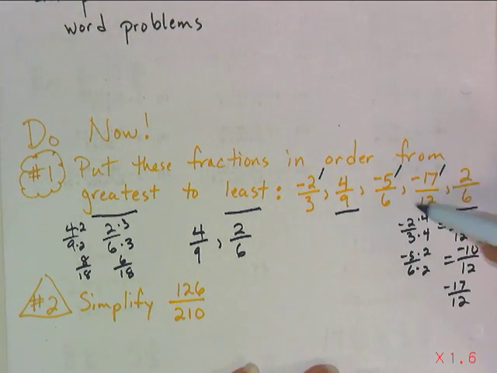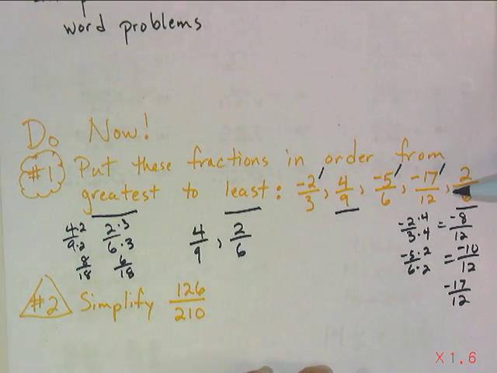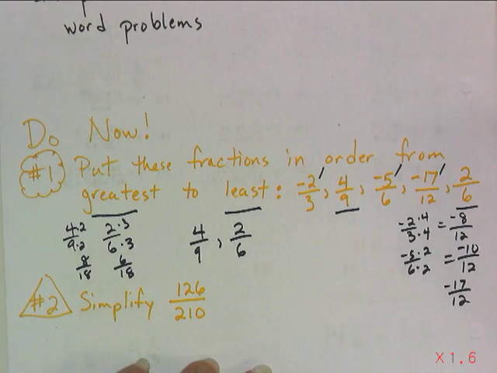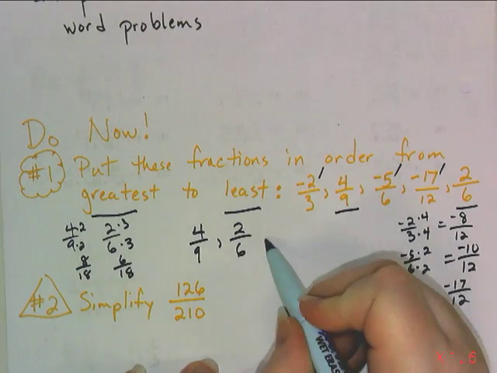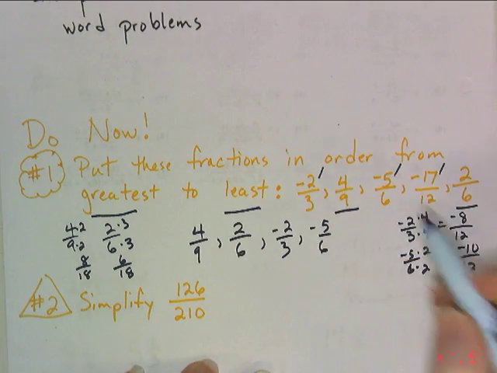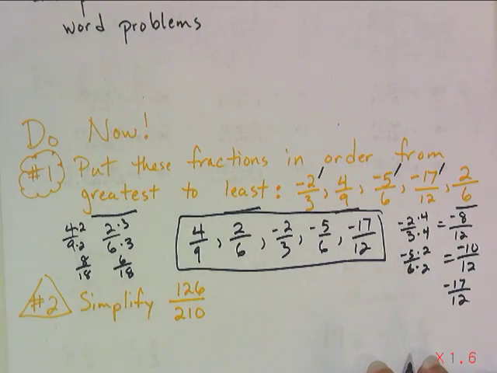Hopefully you might have already recognized that negative 17/12 is going to be furthest to the left, in other words, the least, because it's an improper fraction. It's more than 1. So it's going to be further to the left than these other negative fractions that are between 0 and 1. But when I compare those two, I see negative 2/3 is the greater of the two fractions. Since they're both negative, this one is going to be closer to 0, so it is greater than this one. So negative 2/3, and then negative 5/6, and then negative 17/12. There are fractions in order from greatest to least.